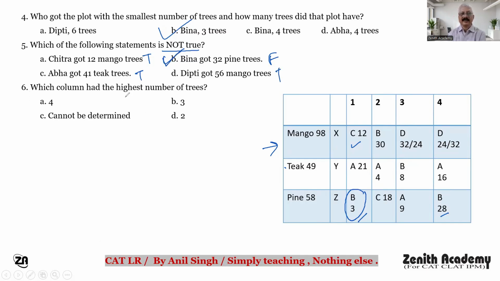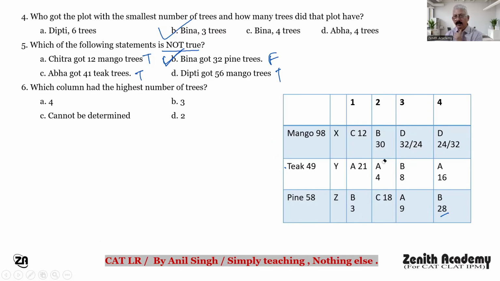And question six: which column had the highest number of trees? Highest number of trees. This we cannot find. Okay, why? The reason is here 32 and 34, or 34 or 32. Okay, but see, sometimes we make a mistake. One should not do any work in a hurry. Like here, see, 12 and 21, it is 33 and 36. Okay, definitely this will be more.